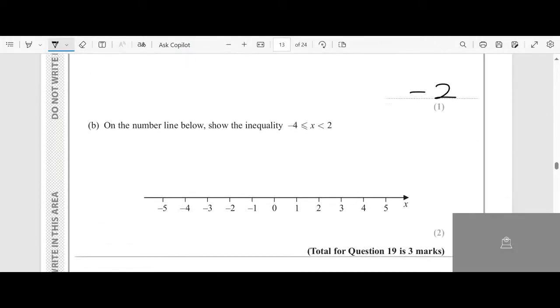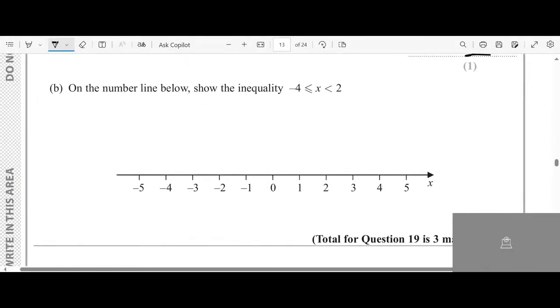Next, on this number line, we are supposed to be showing. So it is at -4, but because it is less than or equal to, we are supposed to be shading it, then we have 2. Now we can join that line.